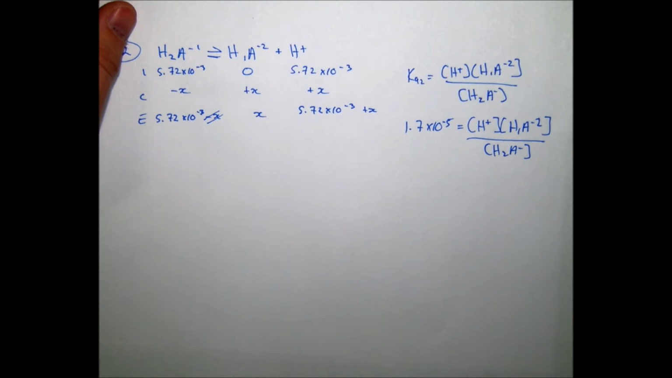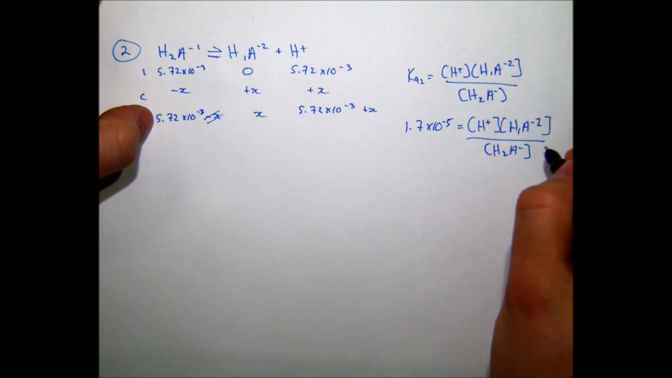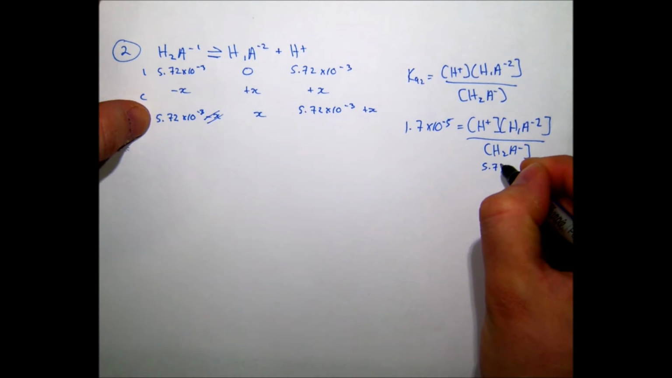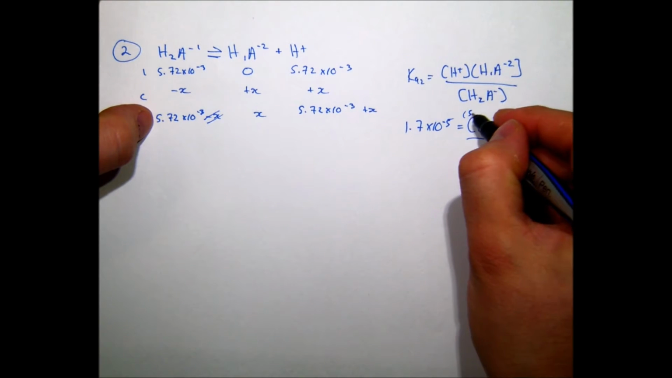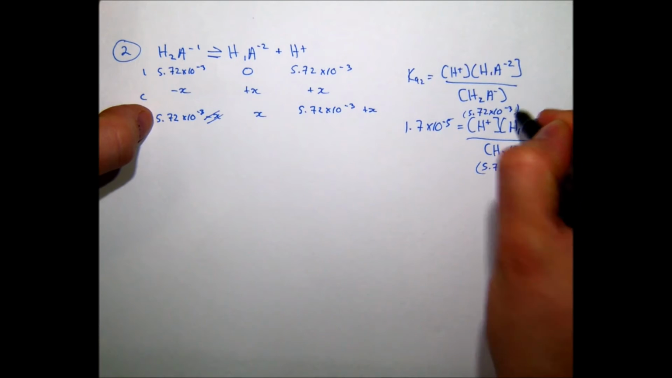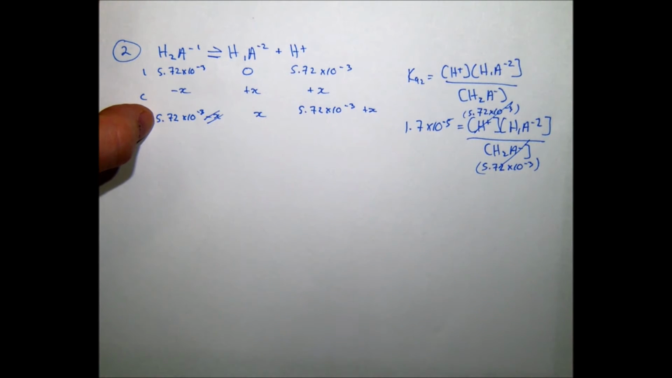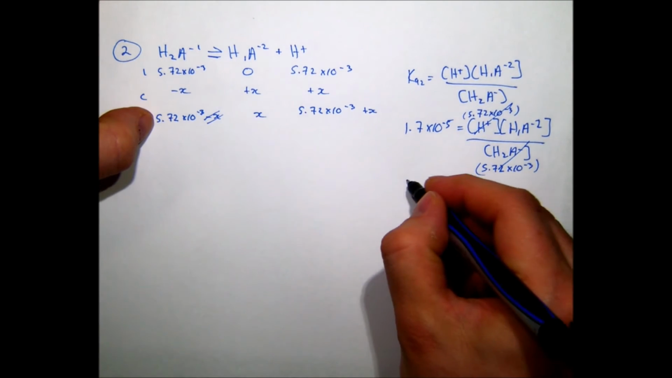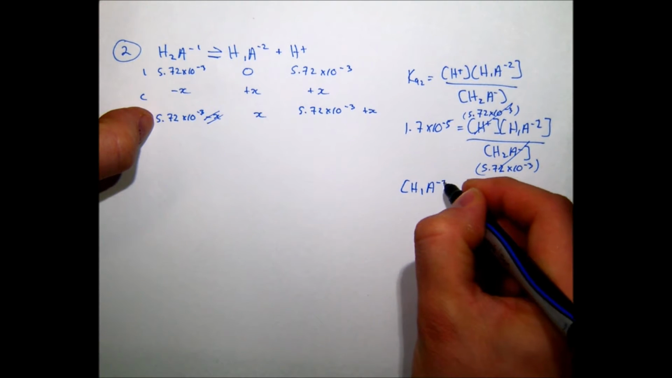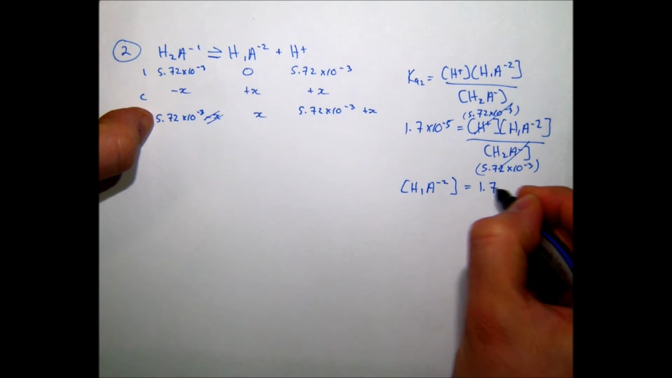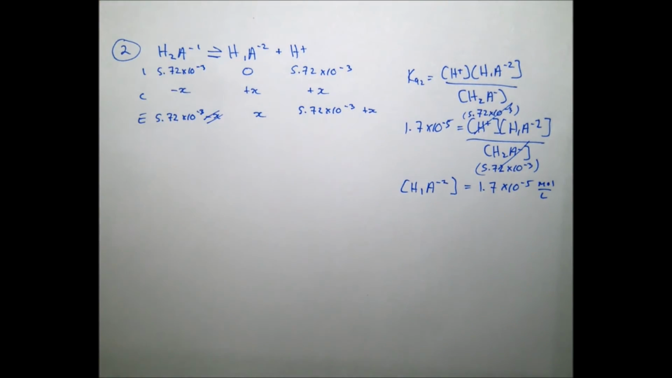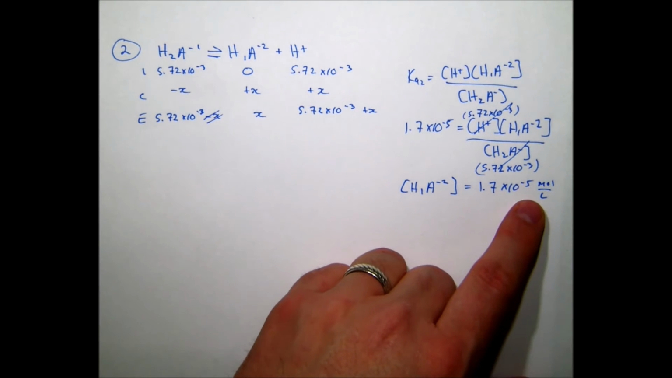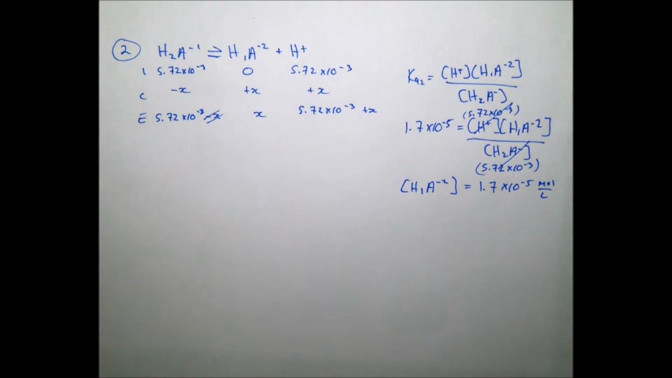So what you're going to see when you go to do this is that the amount of H2A minus is 5.72 times 10 to the negative 3, and the amount of H plus is 5.72 times 10 to the negative 3. Those two values will cancel. So the concentration of HA minus 2 is equal to 1.7 times 10 to the negative 5 moles per liter, which would also technically be the amount of H plus that has been produced in this particular step.